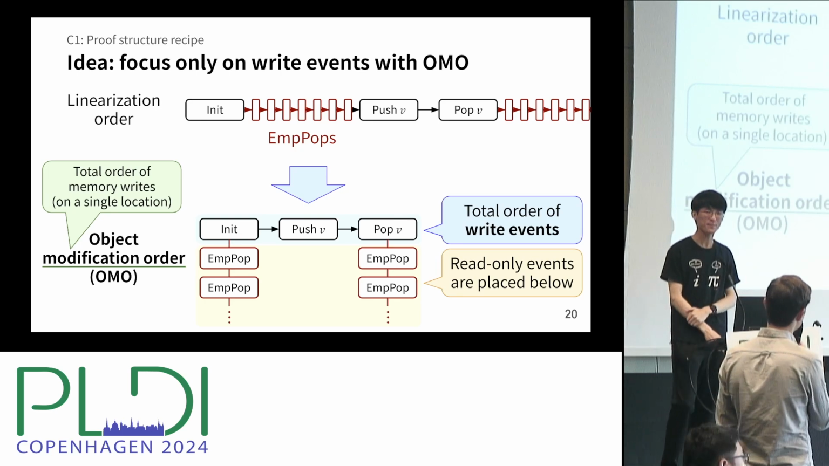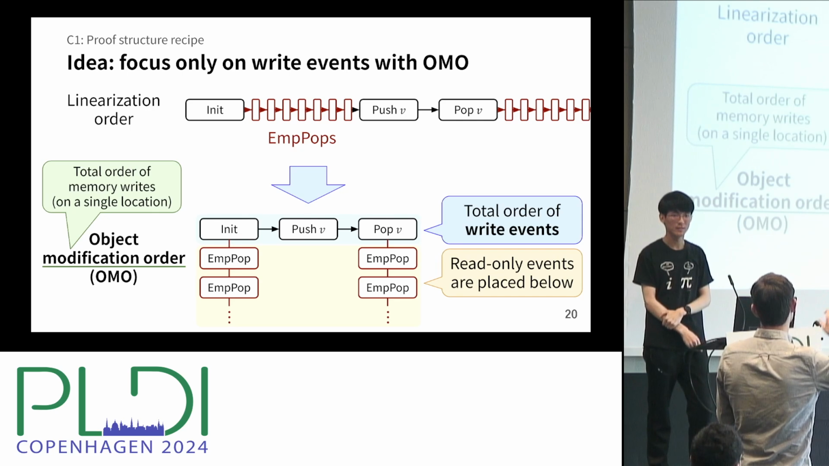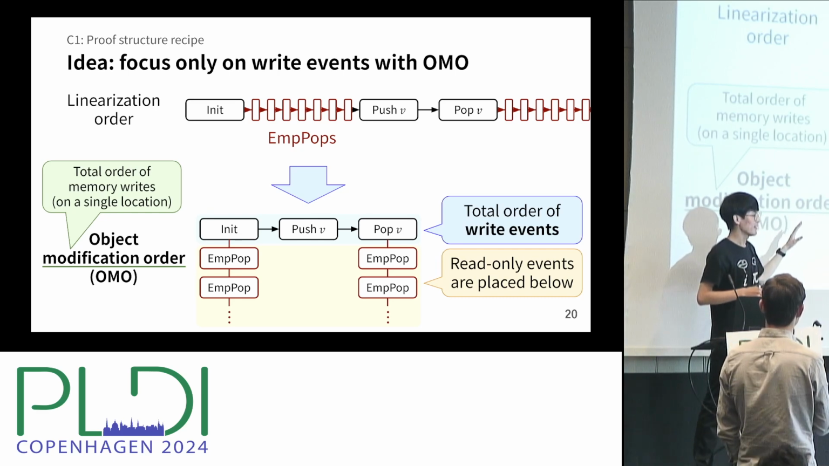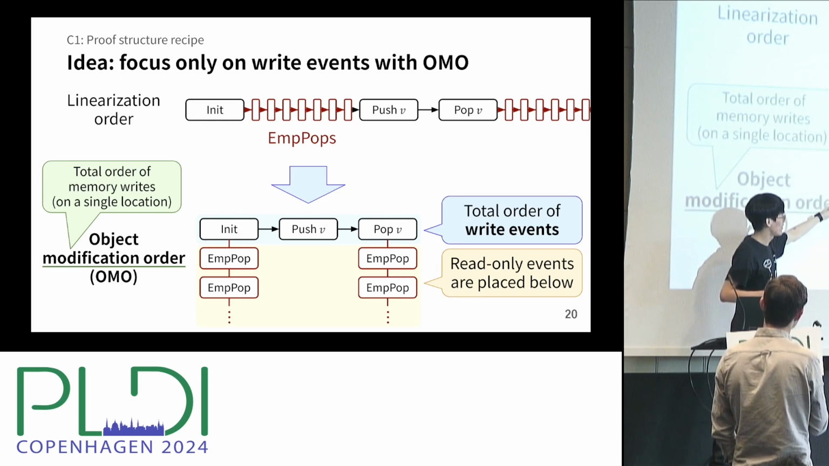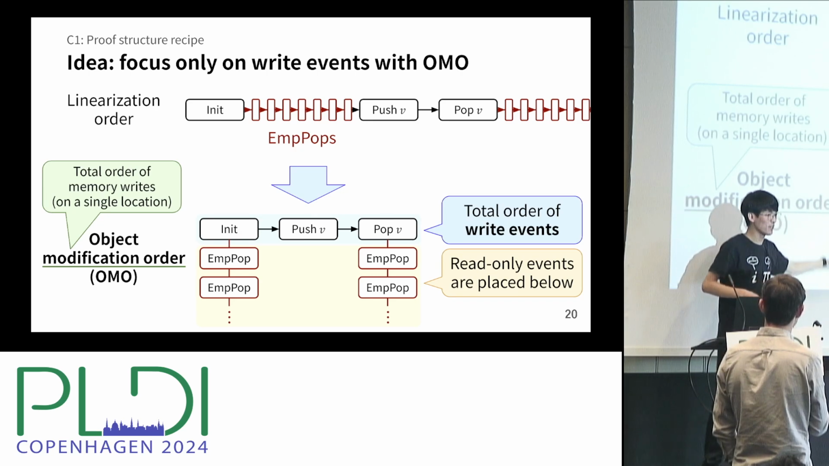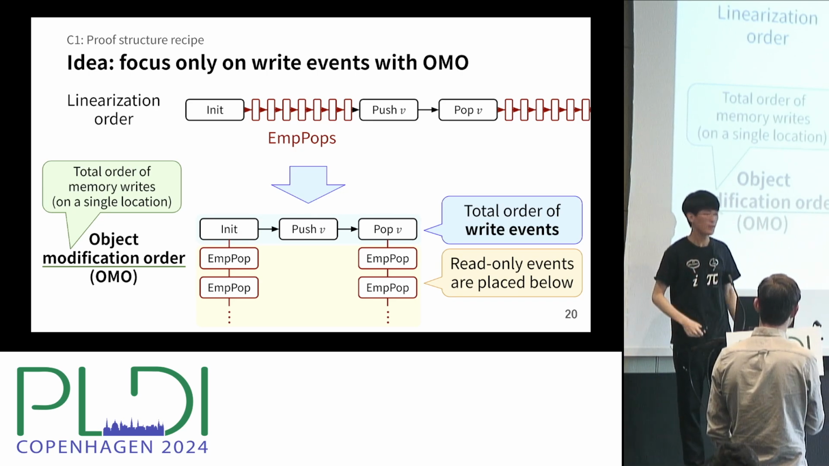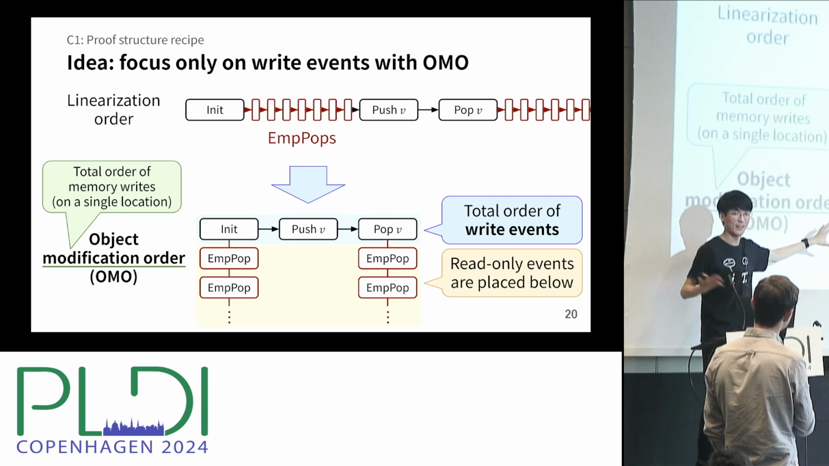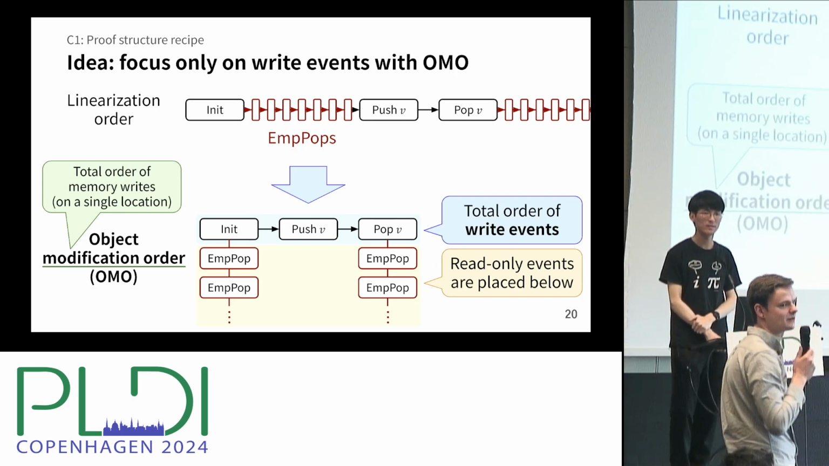Okay, I guess what I'm saying is, for example, you could think of the empty pops as only depending on the init. They don't really depend on each other. In reality, they may have some dependency, but actually, readable events have very little effect on the global memory. So we can do this kind of structural optimization. Okay, I'll take that one offline.